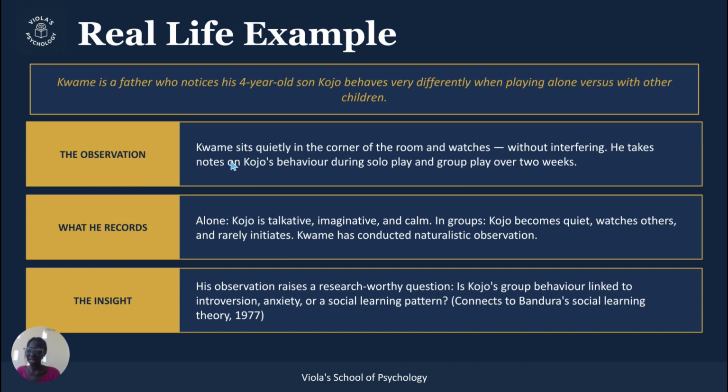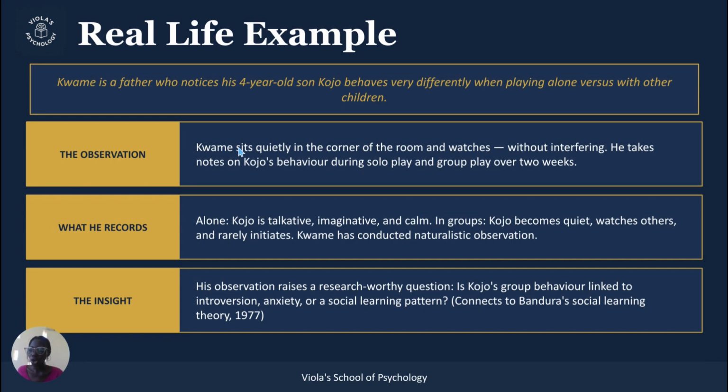Because now you're going to say that, and next time maybe Kojo, which is his 4-year-old son, will try to change behavior whenever he's in groups and try to change behavior when he's alone, which has affected what he was supposed to study and test and measure. So he does not confront him. He rather sits quietly in the corner of a playroom for 2 weeks and watches without interference. That's naturalistic observation at play.